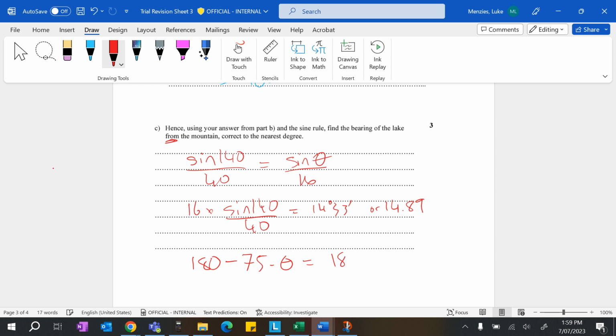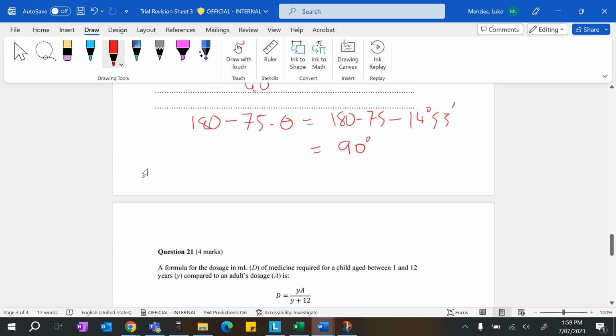So that's 180 minus 75 minus, either which way, 14.89, but because it's asking for the nearest degree, I'm going to round it eventually. Oh well, I'll leave it as it is, 14 degrees and 53 minutes. And when you do that, that actually becomes 90 degrees. Tough question. Very, very tough question, that one.